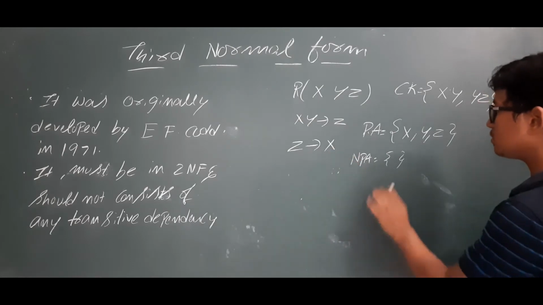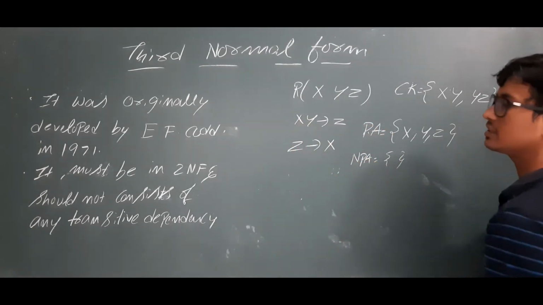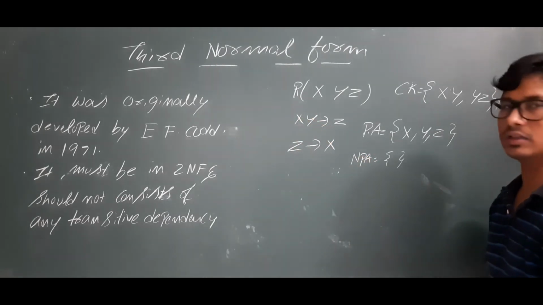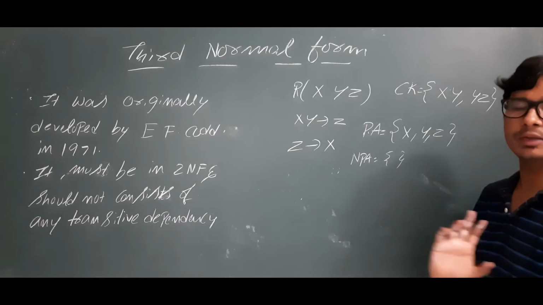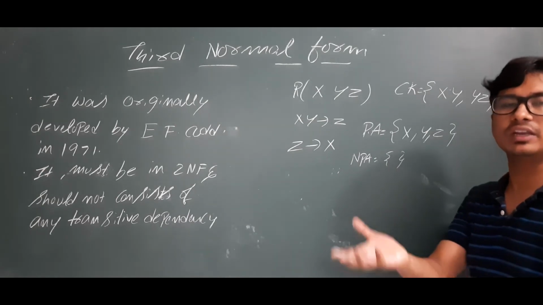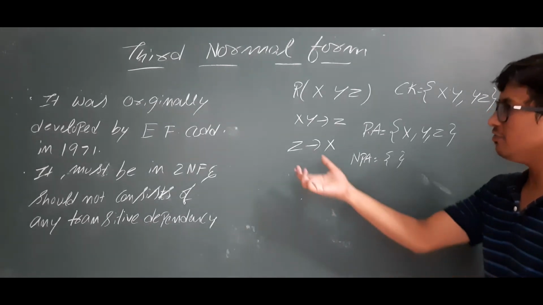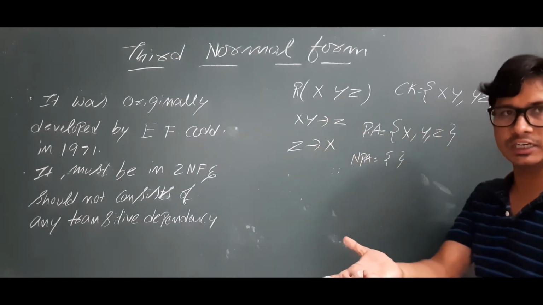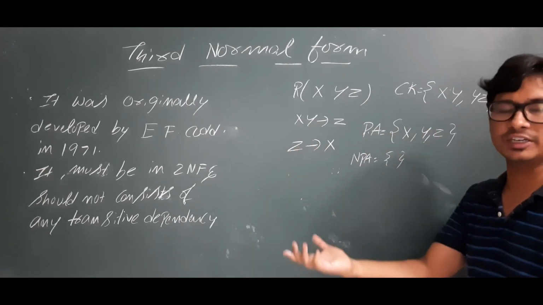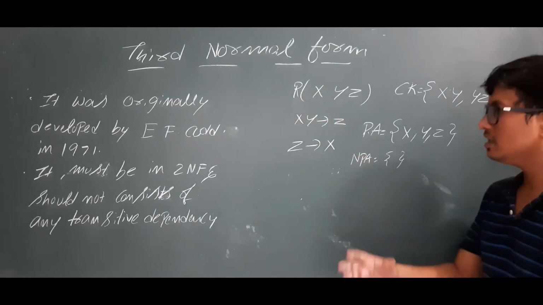So now once we have the prime and non-prime attributes, we can easily check for partial dependency, transitive dependency, and so on. If we have any partial dependency, then we can say that it is not in 2NF. If the relation is not in 2NF, it will not be in 3NF. If it does not consist of any partial dependency, meaning it is in 2NF, and does not consist of any transitive dependency, then I will say that the relation R is in 3NF.